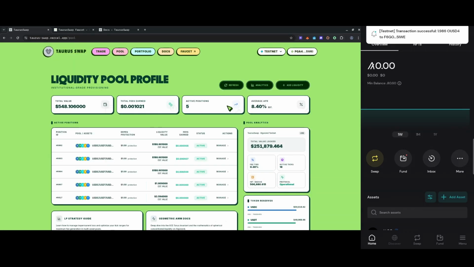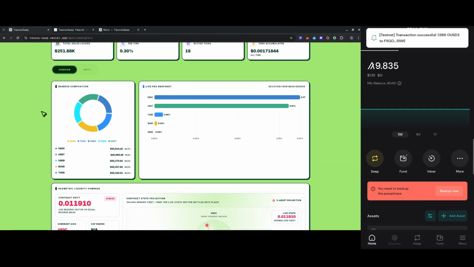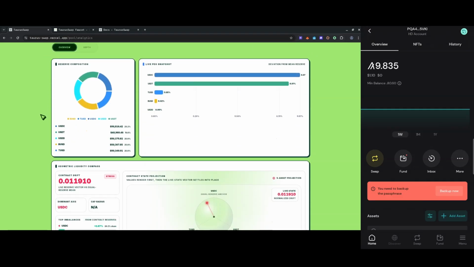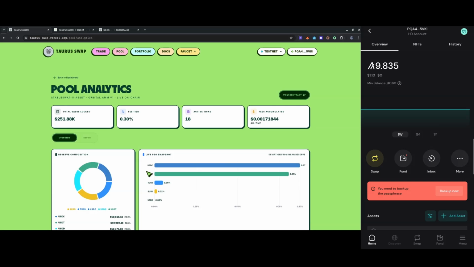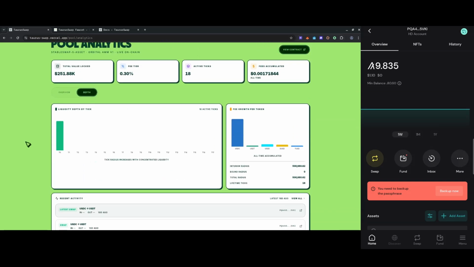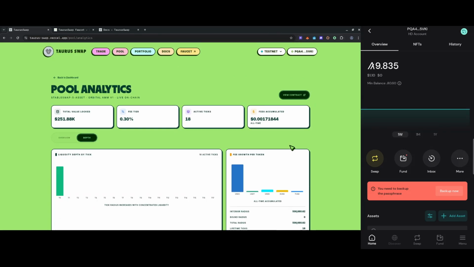And if you want, you can also see some deep analytics about the pool. This is the current liquidity depth of the various tokens in the pool, and as you can see, we have conducted multiple swaps of USDC and USDT. The pool has drifted in a certain condition, where the amount of USDC or USDT is less. You can also see the liquidity depth by ticks, the growth per token, or the recent activity that has happened.